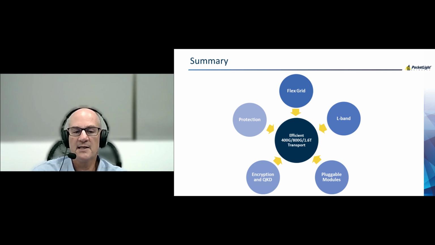All our data is passing between data centers. We don't want any access to it by anyone. And the protection in order to maintain a healthy network and resiliency against fiber cuts or equipment failure. All of those will help us to go ahead and build very efficient 400 gig, 800 gig, 1.6 tera and above transport network, which will last for the next decade and hopefully will serve well all our customers.